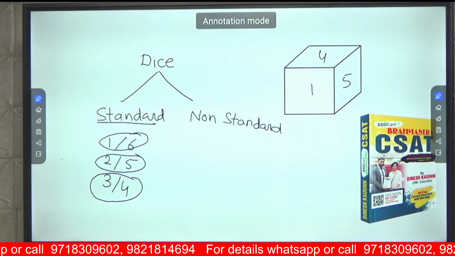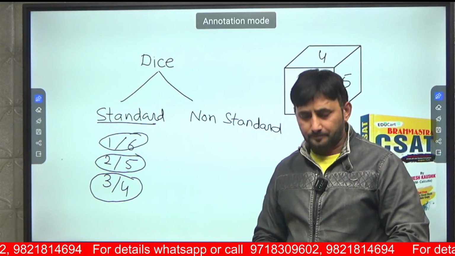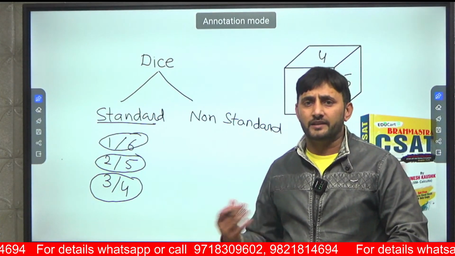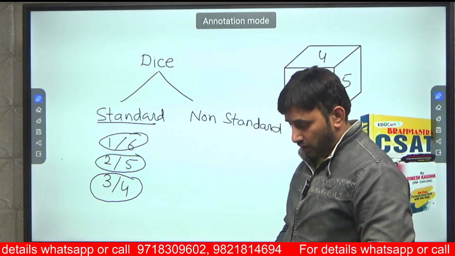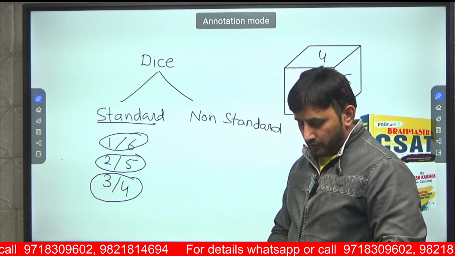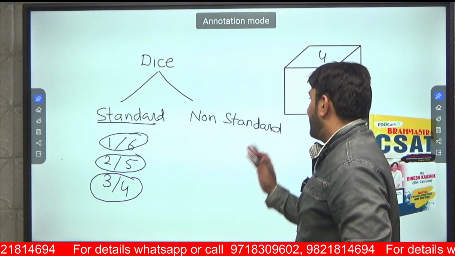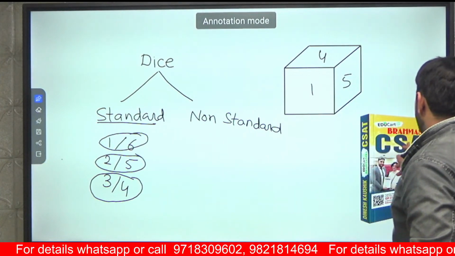Now let's talk about non-standard die. A non-standard die is any other die in which you may write the numbers in any order, or it is also possible that you can write alpha, beta, gamma, theta, anything in any order. That is called a non-standard die.